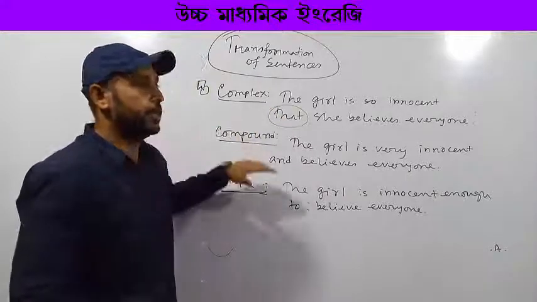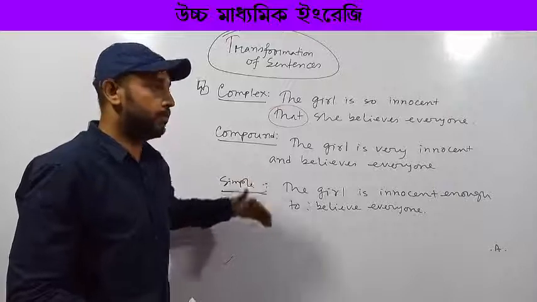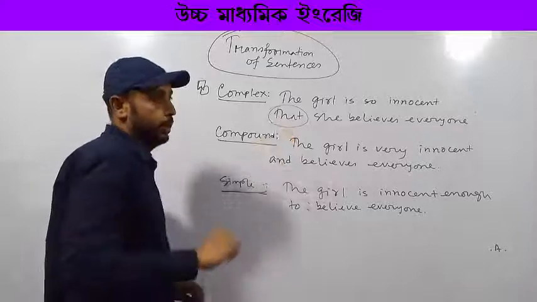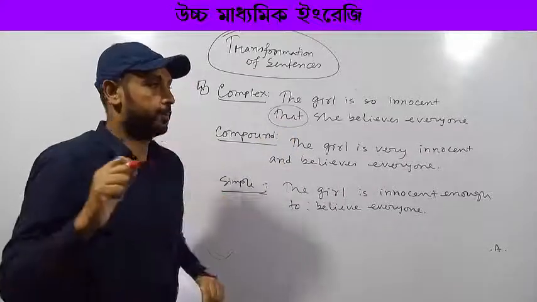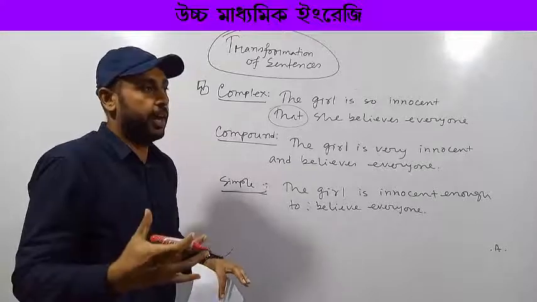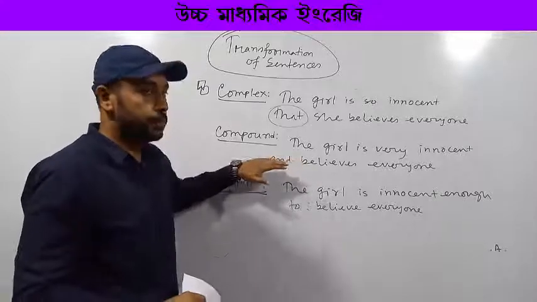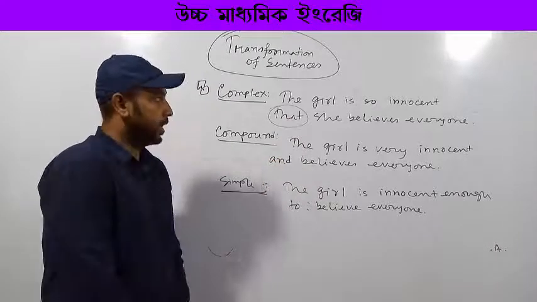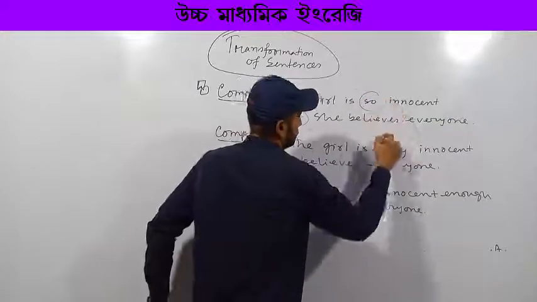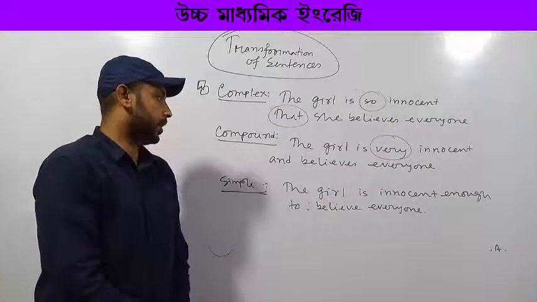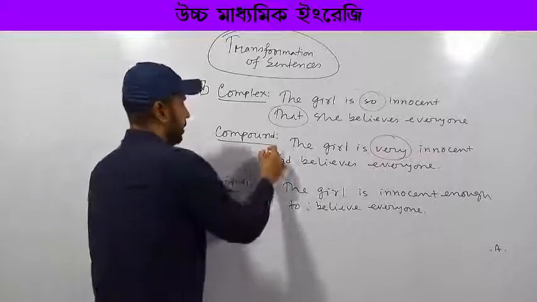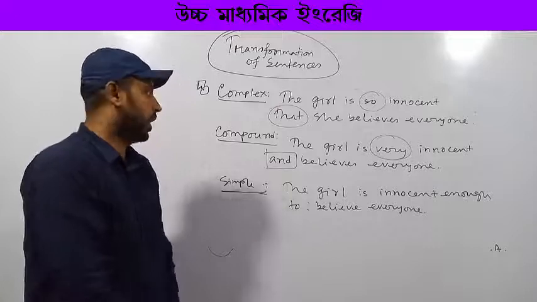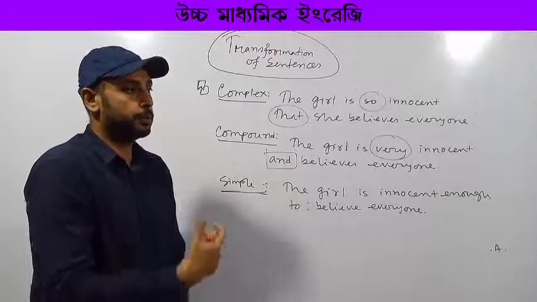So when we transform it to compound, we have to remove this sign. As we know, the feature of a compound sentence is the use of and, but, or. That's why we have to use one of them. Here we have to use and. The girl is very innocent and believes everyone. Here, so is replaced by very, then the adjective innocent, and believes everyone. And is the indication of a compound sentence here. So we have transformed this sentence from complex to compound.